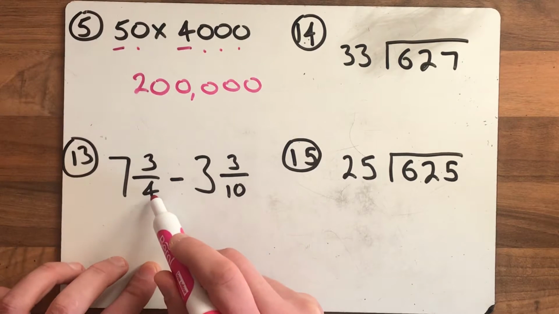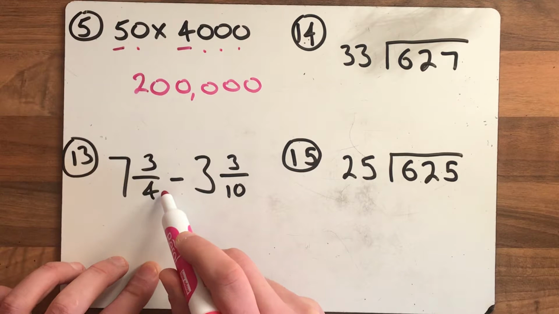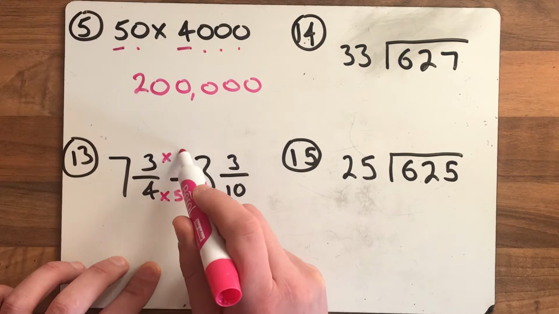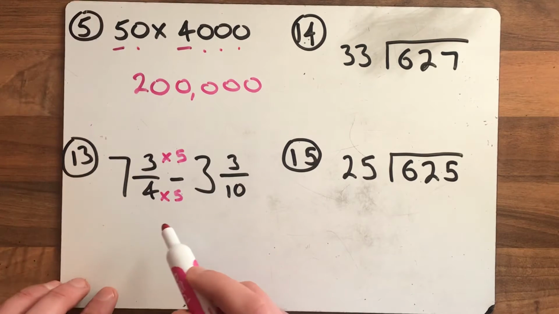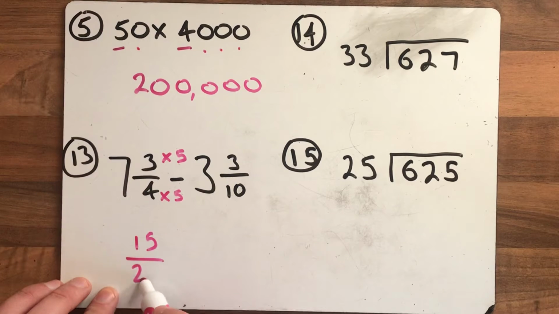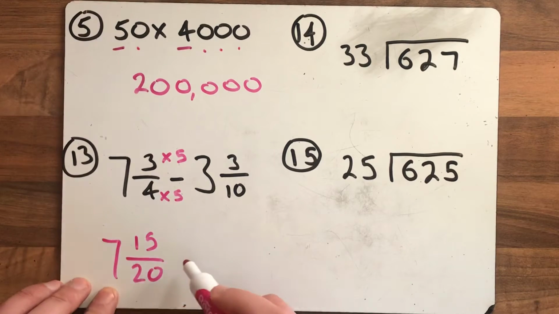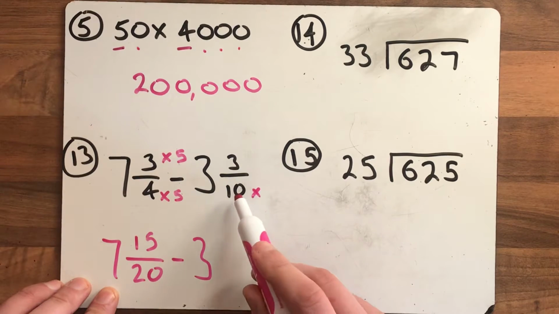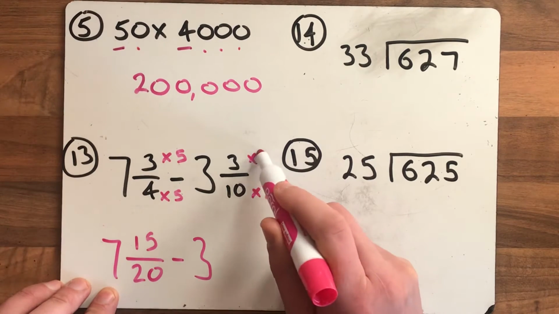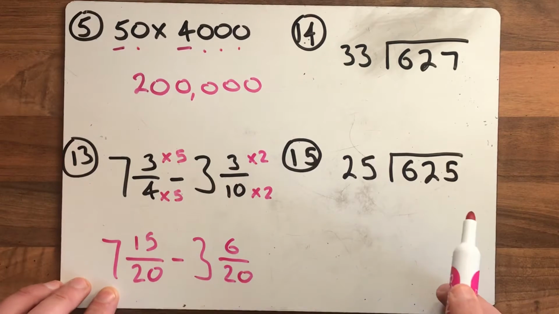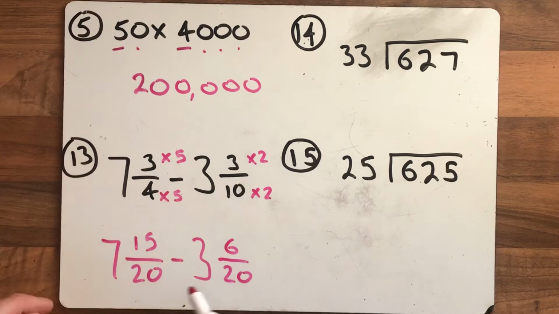So what do I have to times 4 by to turn it into 20? I have to times it by 5, so we need to do the same to the numerator to keep it as an equivalent fraction. So 3 times 5 is 15, and we know that that is 20, and now we can add in the whole numbers. So same with this fraction, I have to times 10 by 2, so I have to times 3 by 2, so then it is 6 over 20, and we can see now these fractions are the same denominator, so now we can go ahead and do this.